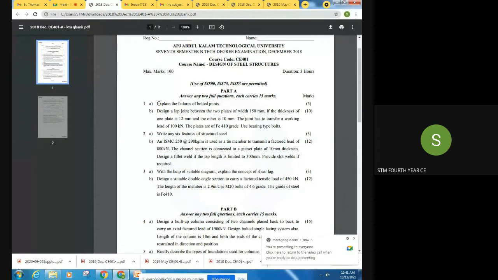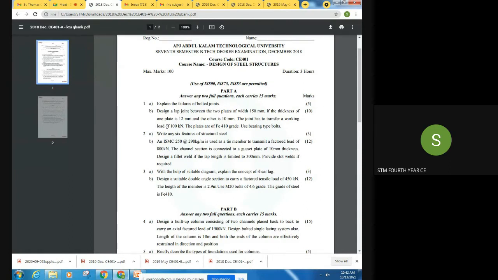So in this question, explain the failure of bolted joints. That you can simply write: the failure of bolted joints consists of the failure of bolts and the failure of plates. So all these are explained. For 5 marks you can write, and in the class note also it's given in detail. So here you have to draw the diagram and explain one by one. Okay, so 5 joints you have to explain. So total you will get 5 marks.